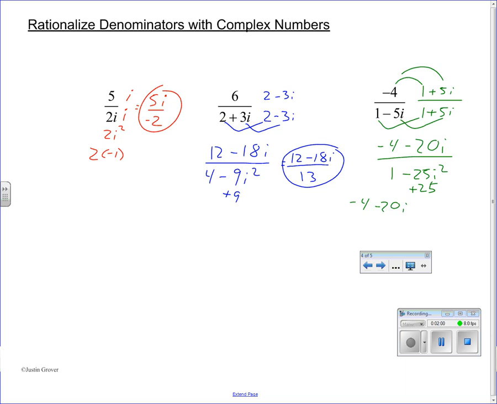And so we have -4 minus 20i over 26, and we see that our three numbers can all be divisible by 2, and so we'll get -2 minus 10i over 13.